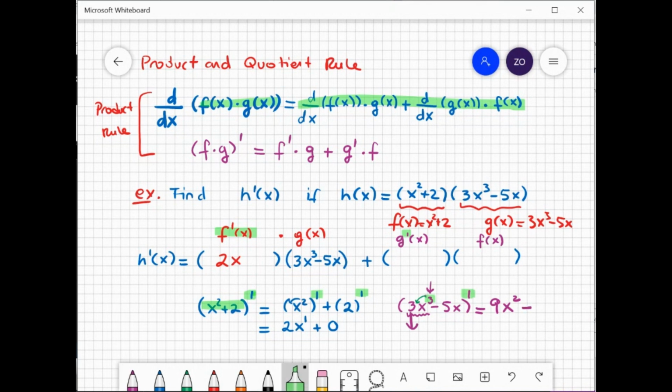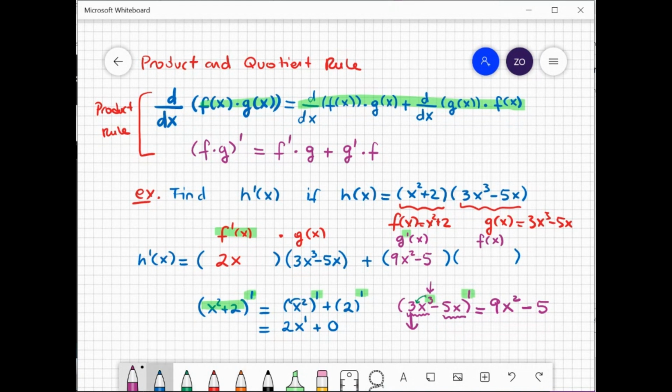Minus, what is the derivative of 5x? So now we will subtract the derivative of 5x, which is going to be 5. Okay, again, because the derivative of x is 1, right? The exponent becomes the coefficient and it decreases by 1. So the derivative of 5x will be 5. So this was the g function, and we found its derivative to be 9x squared minus 5.